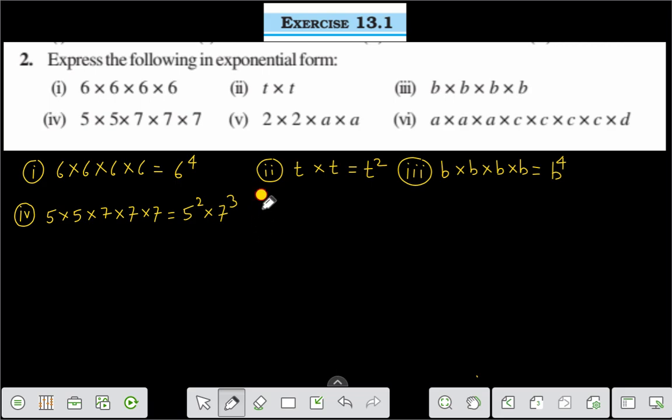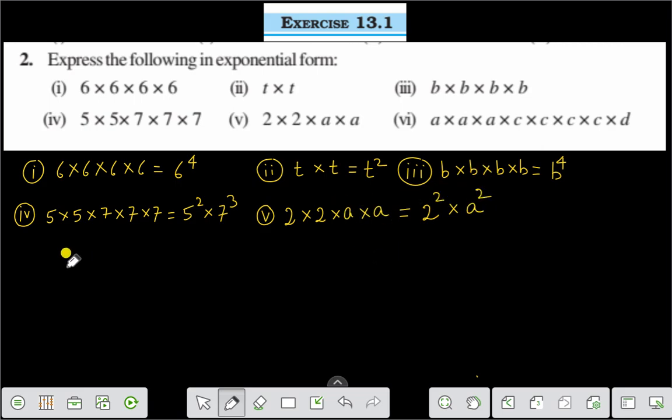Now question number 5. Question number 5 is 2 into 2 into a into a. How many 2s are there? 1, 2. The power is 2, so 2 to the power 2, into a. How many a's are there? 1, 2. A to the power 2.